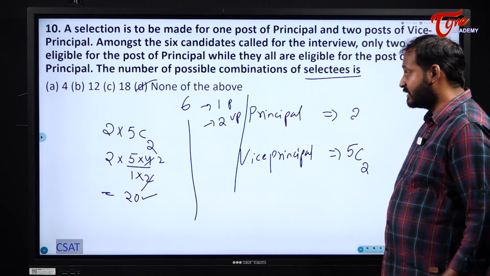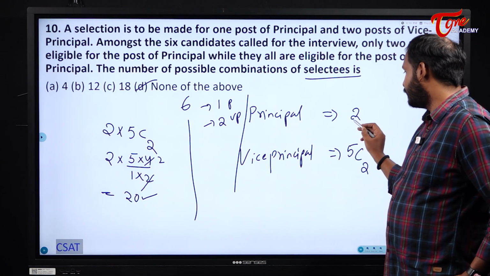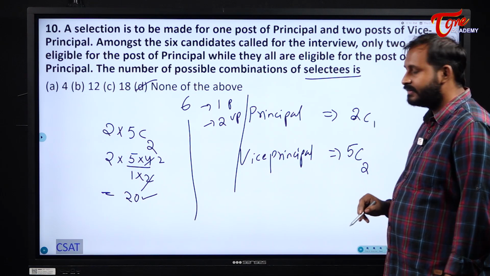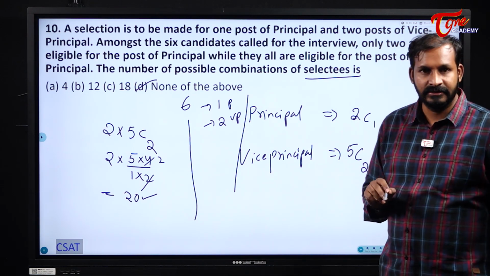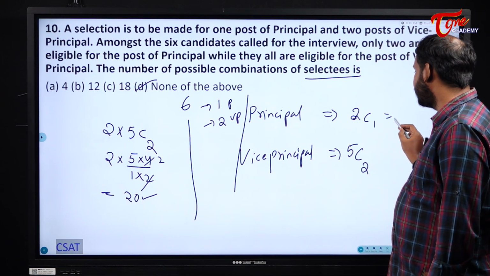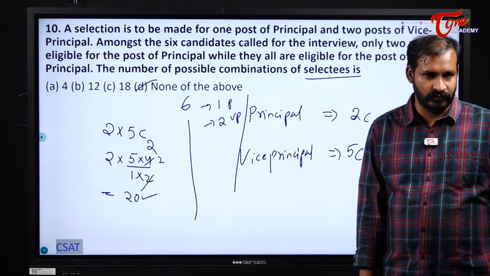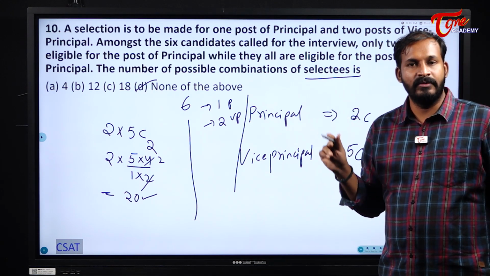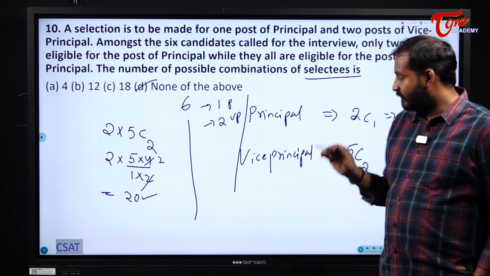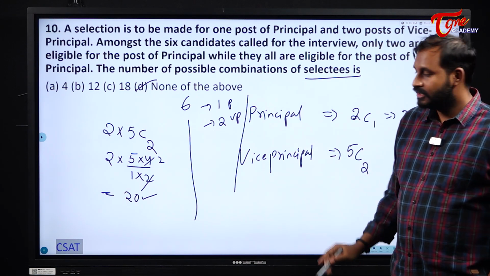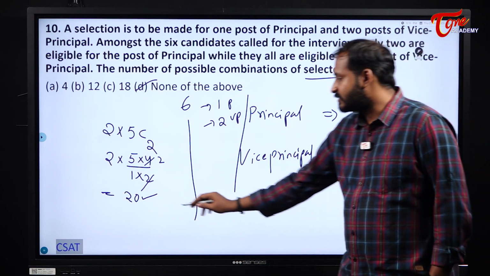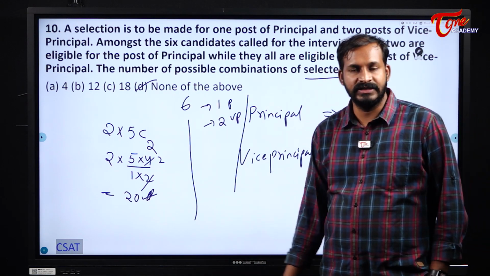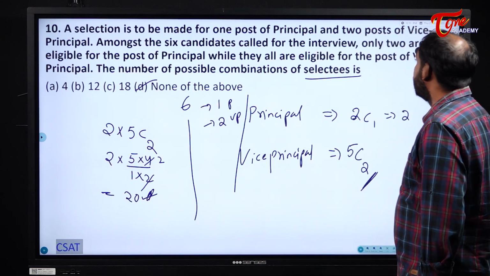So, please see here students, once again, first I need to fill the principal post. So, actually this is 2C1 we need to write. From 2 people I need to pick 1 principal, right? 2 are eligible. 2C1 I have directly written as 2. Now, out of 6, 1 is gone for principal post. Now, I will be left with how many people? Only 5 people. From that 5, I need to pick 2 for vice principal. So, 5C2. Okay, so in total, in how many ways can we do it? 20 different ways. So, there is no option for us here, none of the above. Understood students?